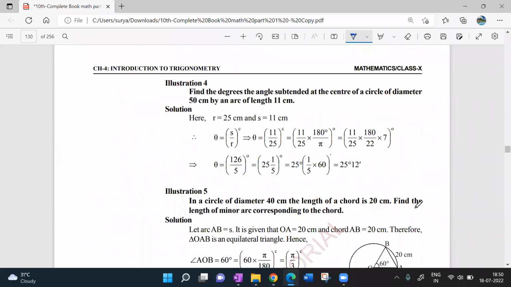So find the degrees. Find the degrees, the angle subtended at the center of a circle of a diameter 50 centimeter by an arc length of 11 centimeter. You need to find out degrees, the angle subtended at the center of a circle.